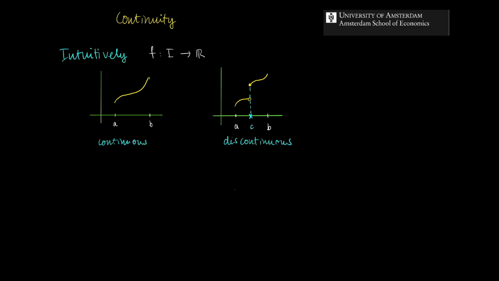Okay, now I will make things more precise. I give the precise definition that you've seen before in an earlier course. So suppose we have I as an open interval. This open interval can be of type (a,b). It can also be the whole real line, which is also an open interval. And suppose that f is defined as a real valued function on this interval, and that c is a point in this interval.